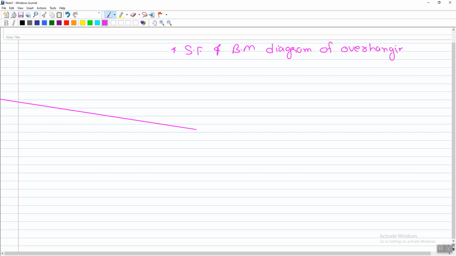Good morning, class. Today we are going to deal with the shear force and bending moment diagram of an overhanging beam. Right. So first of all, let me start with this overhanging beam.